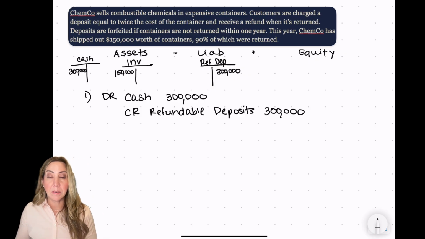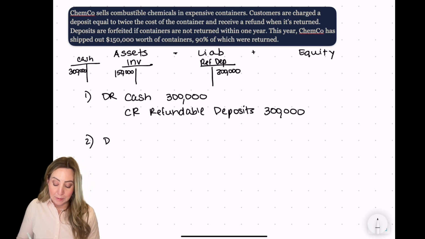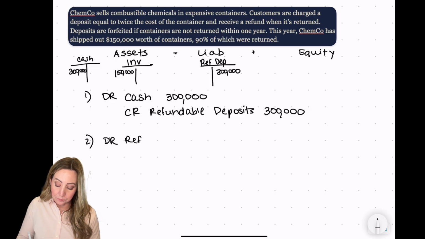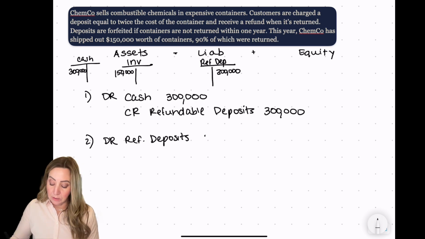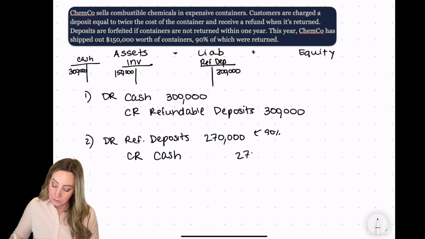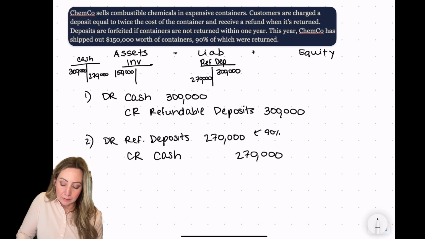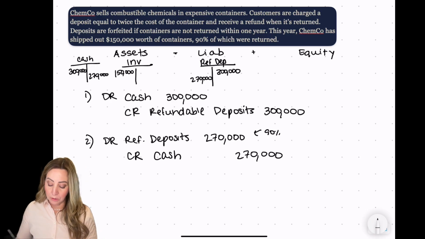The next entry that we need to make is to record the containers that were actually returned to us. And so 90% of the containers were returned. So we're going to debit the refundable deposits account. 90% of $300,000 is $270,000. And we'll credit cash because we have to give the cash back to those customers in the amount of $270,000. So I'll debit this account up here and record the negative cash, the outflow.